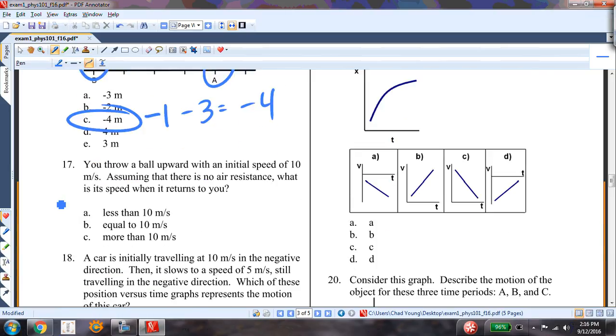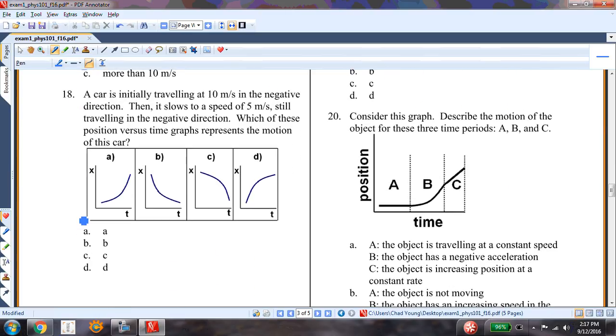You throw a ball upward with an initial speed of 10 meters per second. Assume there's no air resistance. What is its speed when it returns to you? Equal to 10 meters per second. That was one of the basic ideas of free fall motion, that assuming no other forces acting on it, it will return to you at the same speed at which it left you.